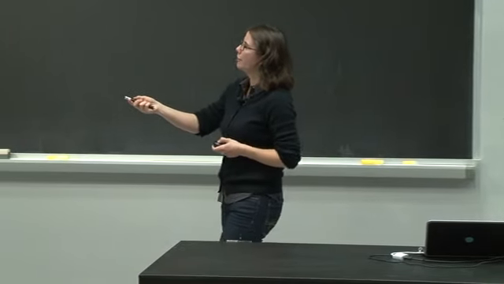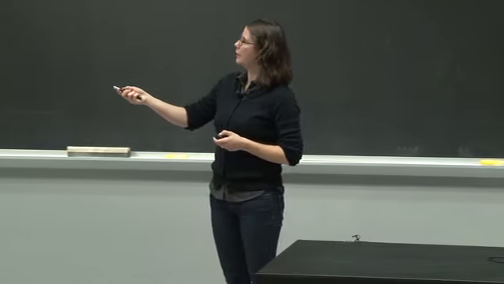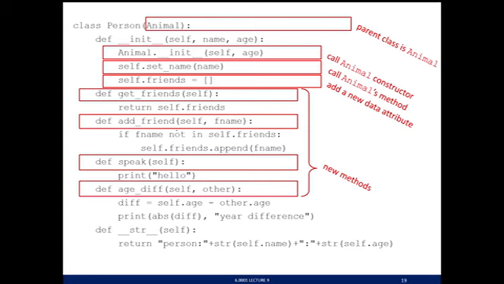The next 4 methods here: this one's a getter, so it's going to return the list of friends. This is going to append a friend to the end of my list. I want to make a note that I actually didn't write a method to remove friends, so once you get a friend, they're friends for life. But that's okay.